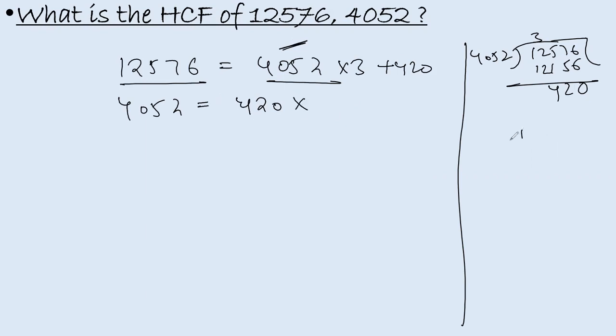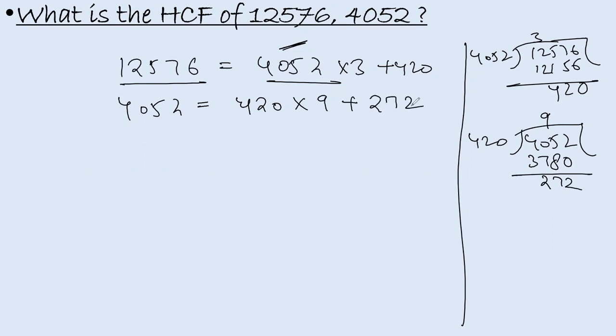So what should I have to do? 4052 divided by 420. It means it will go by 9, right? When I divide, it will become 9 times 0 is 0, 9 times 2 is 18, and 9 times 4 is 36, 37. And the remainder is 272. I will multiply with 9 and the remainder is 272. Again, repeat the same process because the remainder is not 0.